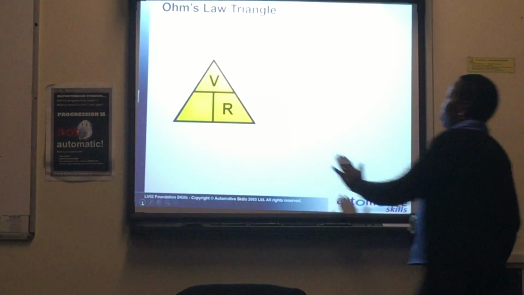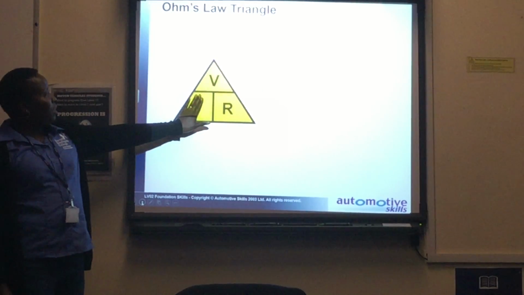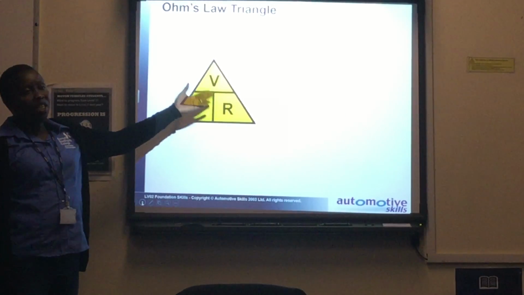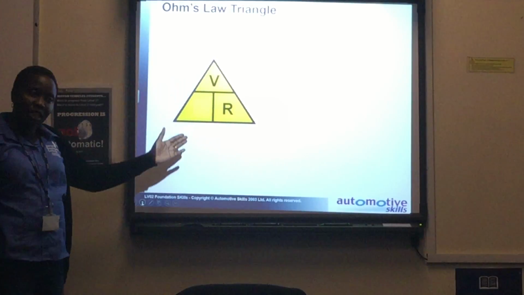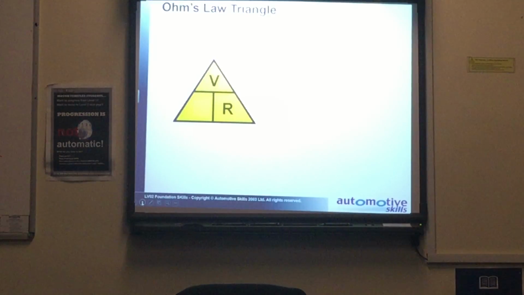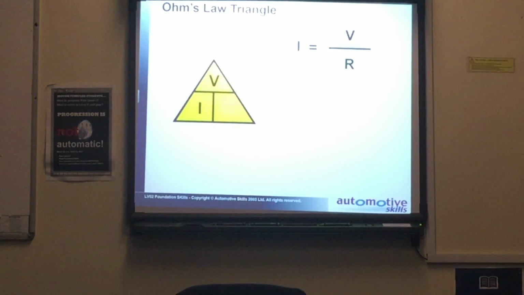Let's suppose we would like to calculate the current. Current will be V divided by R. The amount of voltage we have divided by resistance, we get the current flowing through the circuit. That's the formula for current. If we want to calculate resistance, it will be V over I. Voltage we have divided by current, then we get our value for resistance.